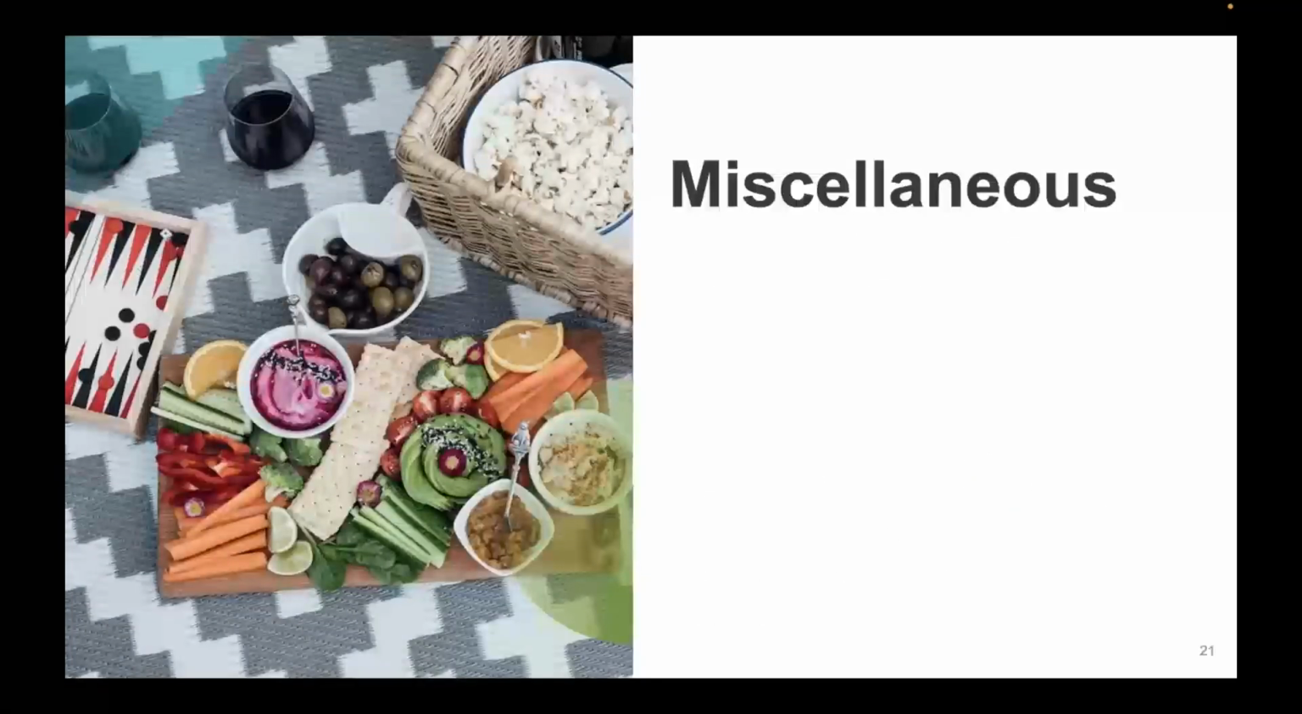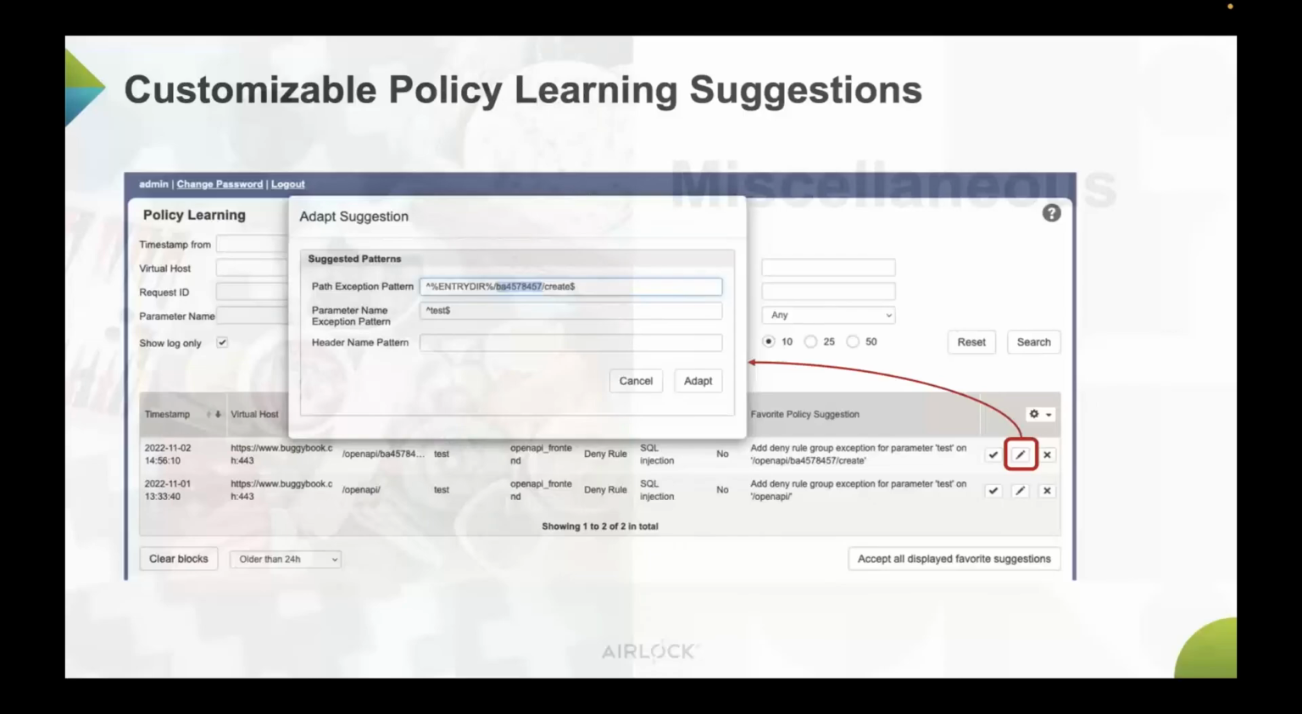Now some miscellaneous features that have been added to 8.0. One that is very nice when you're using policy learning: up until today, you had to accept or delete suggestions made in the policy learning dashboard. Now you have an additional button here. It's called Adapt a Suggestion. What it does is open the suggestion that would be activated, and now you can change the patterns, for instance.